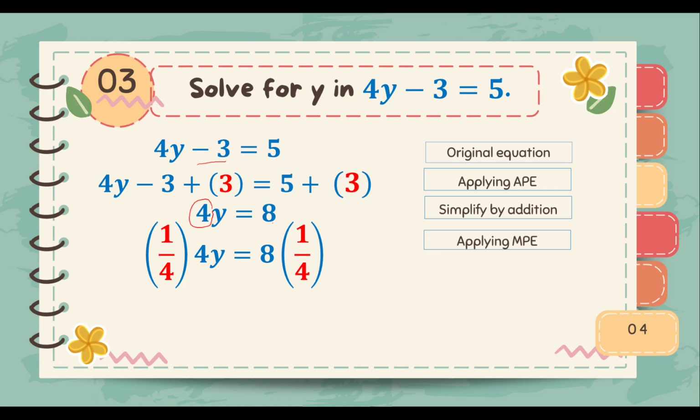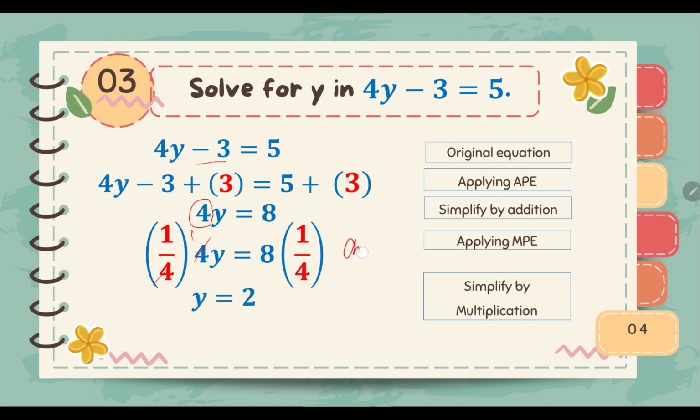And on the left side, what is 1/4 times 4? You have actually 4 divided by 4 is 1. So we are left with the coefficient of y to be 1. And on the right side, what is 1/4 of 8? You have 2. So the value of y is 2.